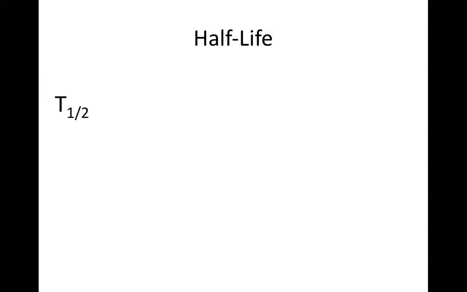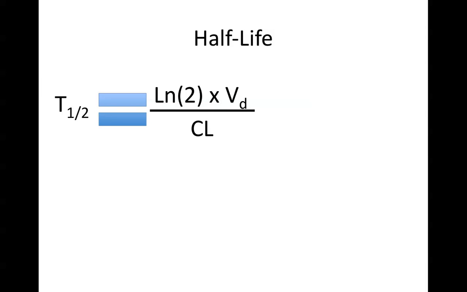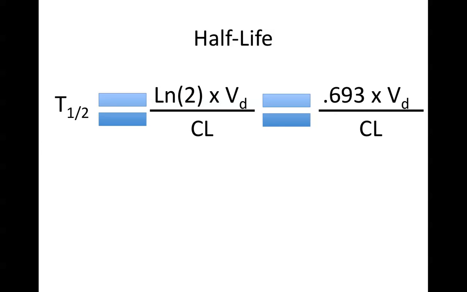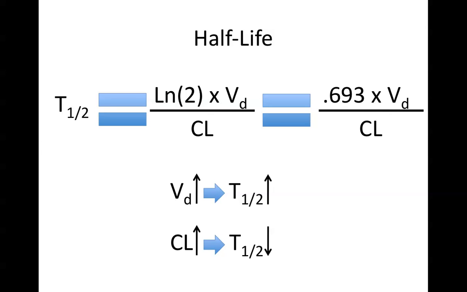And we can make an equation for this, which is going to be the natural log of 2 times the volume of distribution over the clearance. And that makes sense because if volume of distribution increases, that is, the drug is distributed over more volume, it's going to be more difficult to eliminate drug that's distributed over more volume, so the half-life is going to be longer. If the clearance increases, that means the drug is being cleared faster, which means that the half-life will decrease. And that makes sense when you look at the numerator and denominator.